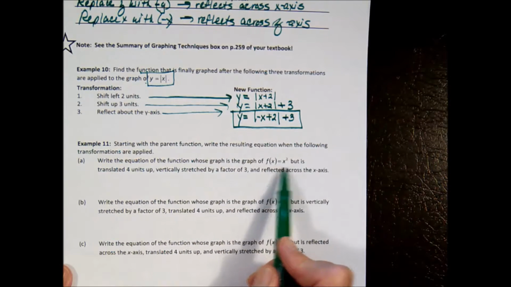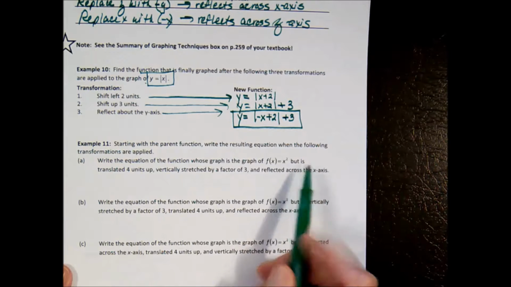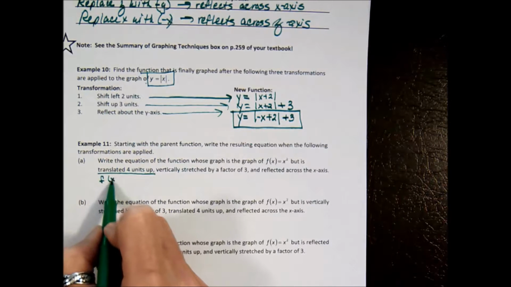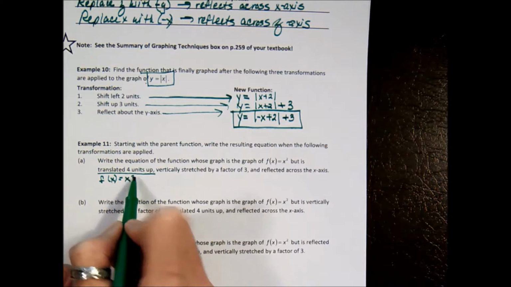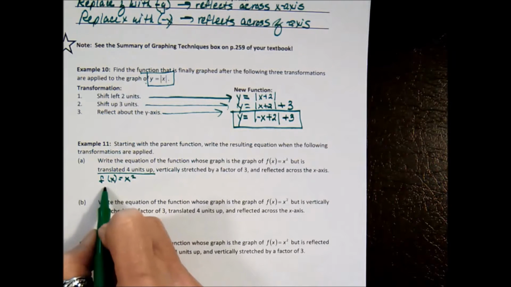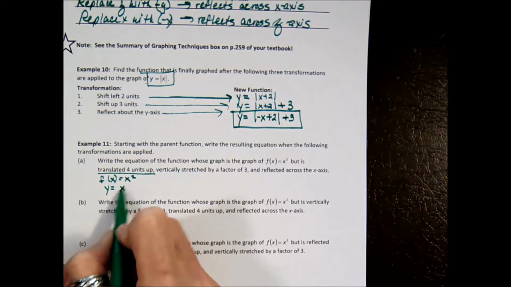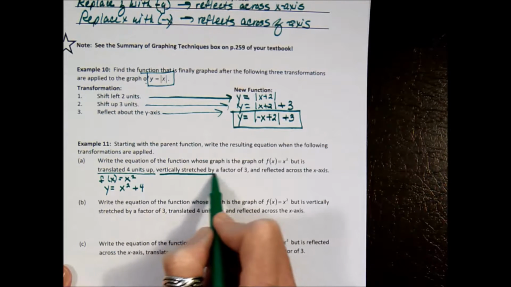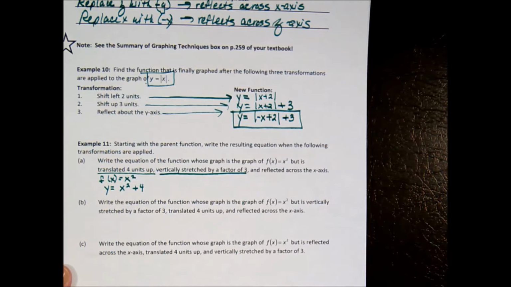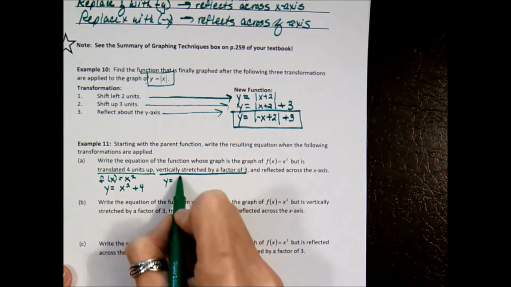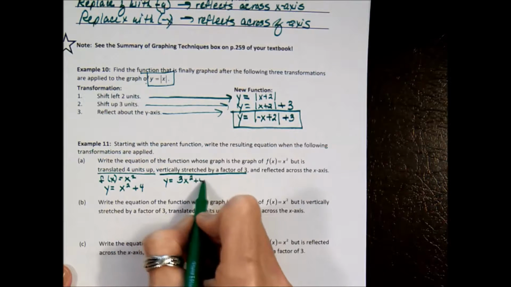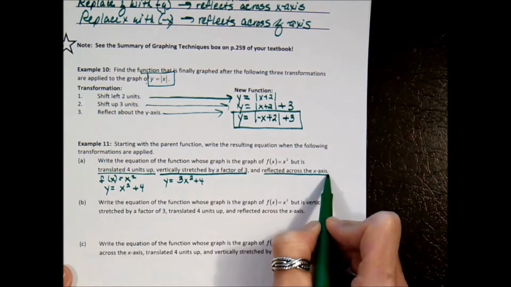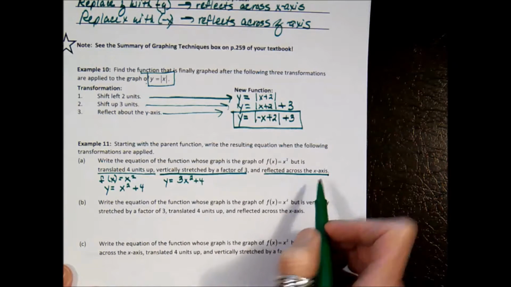x squared, but first we're going to send it 4 units up. So let's just do these in order. Here is the parent. Now we're going to send it, I'm going to use y. We're going to send it 4 units up, so that would be this. Then I'm going to stretch it by a factor of 3. So that's going to be y equals 3x squared plus 4. And finally, I'm going to reflect it across the x. Across the x means the whole thing.